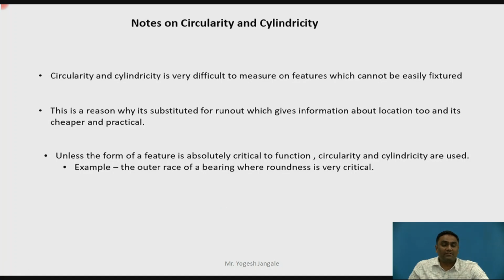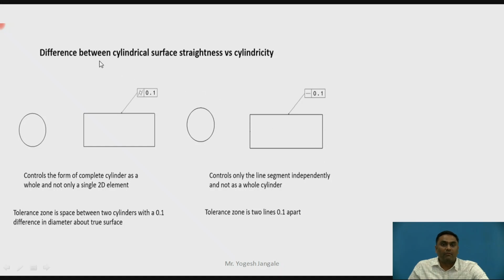Notes on circularity and cylindricity, as we discussed: circularity is measured at that section and cylindricity throughout the length of the cylindrical part. This is the major difference between circularity and cylindricity. What is the difference between surface straightness and cylindricity? Straightness applies at the upper edge only, where it should be straight, and it is applicable to flat surfaces as well. For cylindricity, a circular tolerance zone is provided. In both cases, the feature control frame is the same. The first box indicates the symbol, the second box indicates the tolerance.